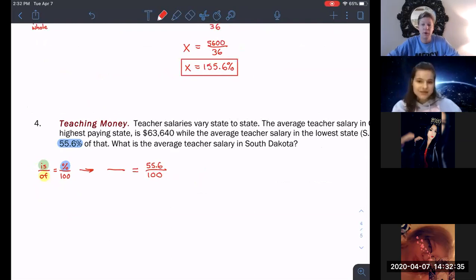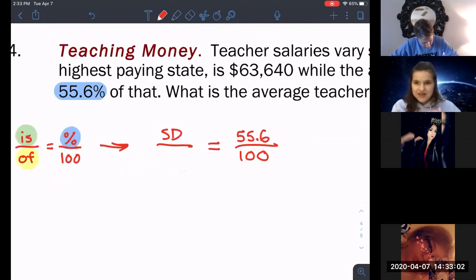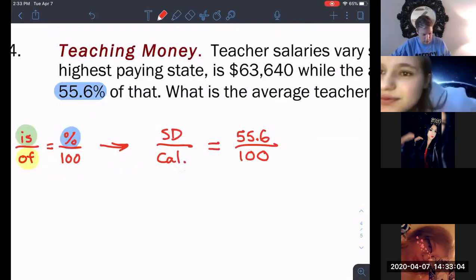Now we have to ask ourselves, which one is the part and which one is the whole? Is the South Dakota salary the part, or is the California salary the part? Which one is a part of the other one? South Dakota is a part of the California salary. Exactly. So we're going to put the South Dakota value on top and the California value on the bottom.